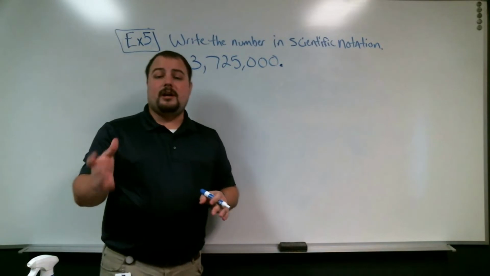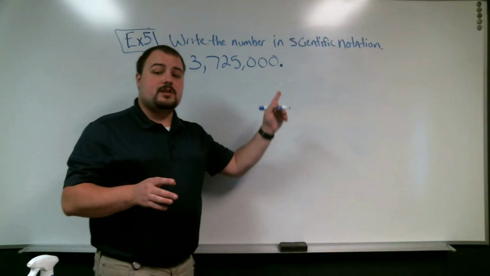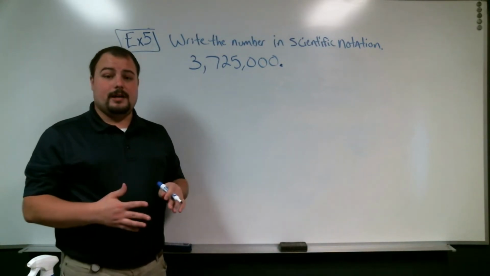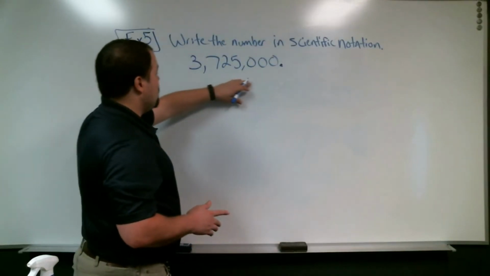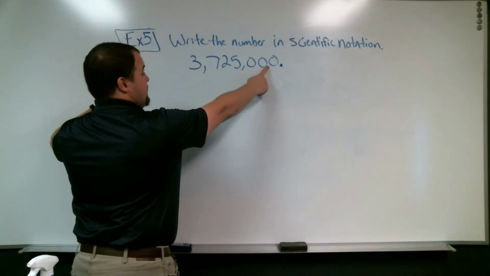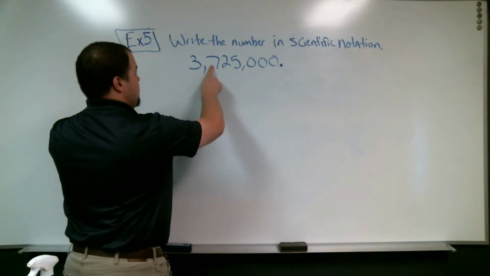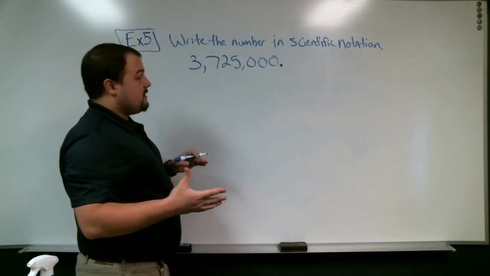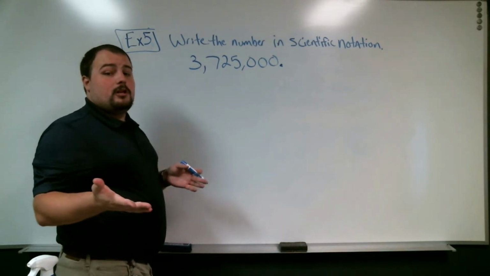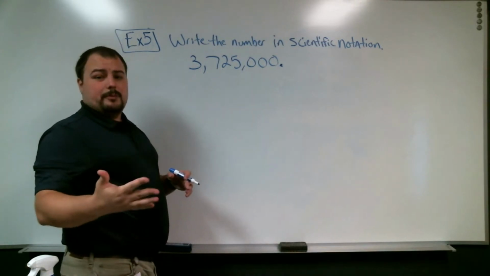Our job is that we have to write this as a number between 1 and 10. So this decimal is going to have to move somewhere inside this number so we can make it a number between 1 and 10. We need to figure out where I can put a decimal to make it between 1 and 10. If I put the decimal here, is it going to make it between 1 and 10? Here, here, here, here, here. There's a couple different spots I can put it. If I put it all the way in the front, is it going to make it between 1 and 10? It wouldn't. If I put it all the way in the front, it would be 0.3725. So I don't want to put the decimal there.